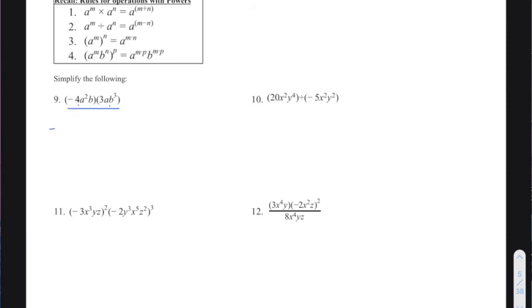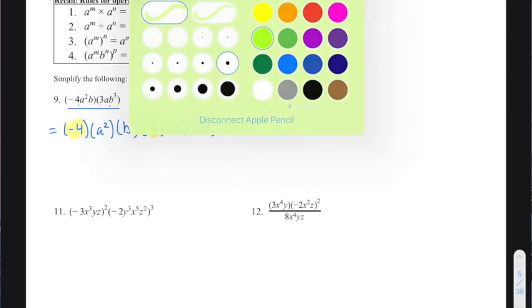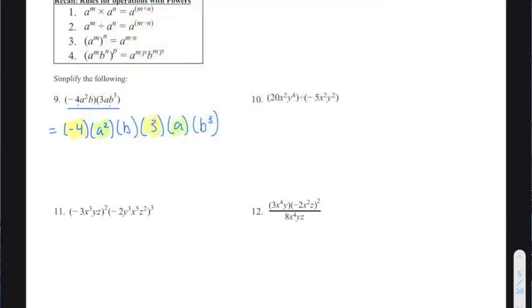So basically what I can do is think about this as multiplying all of these things together. And with multiplication, I can rearrange this however my heart desires. So I'm going to put these two together, these two together, and finally these two together. What does that look like? Well, I have negative 4 times 3, a squared times a, and b times b cubed.